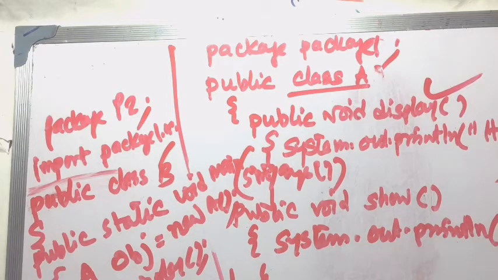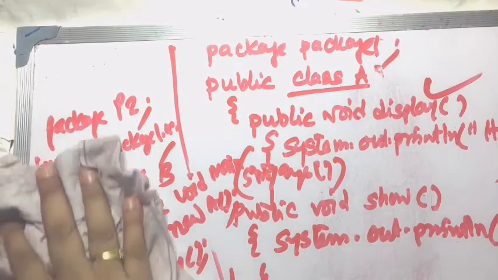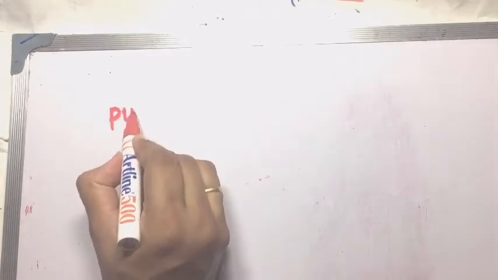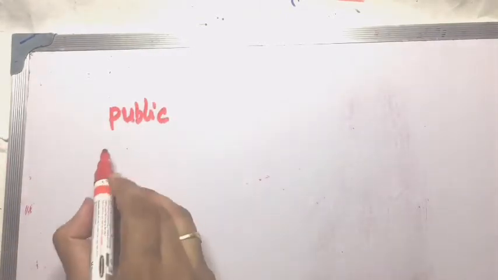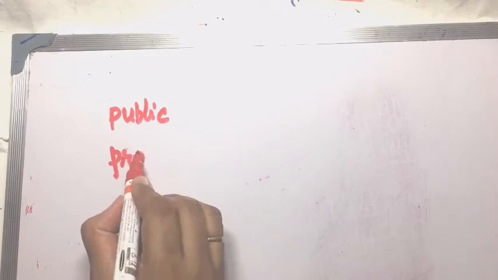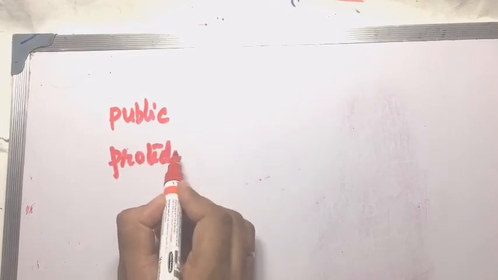There is no restriction on data members, methods, or any interface or anything. So there is an access matrix. This is the access matrix. Suppose we draw the access specifiers first. This is public, and the second one is protected.